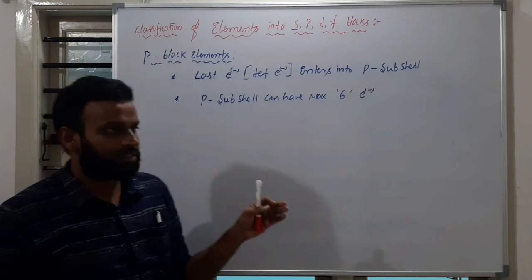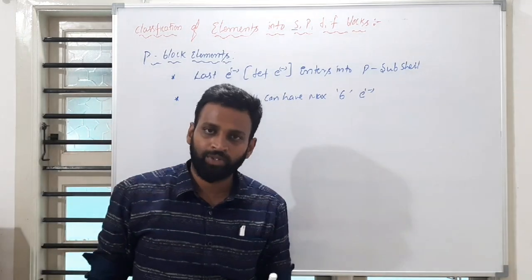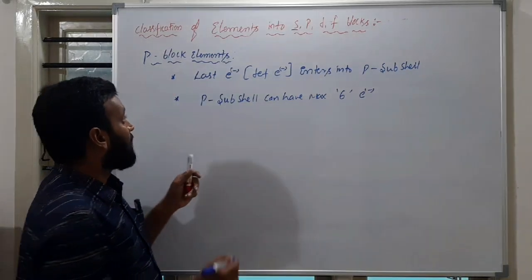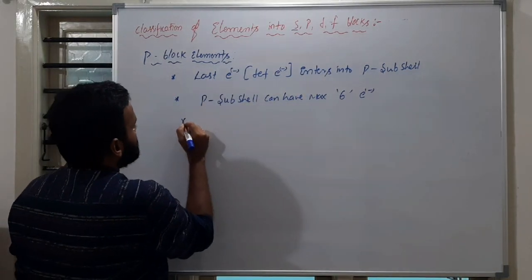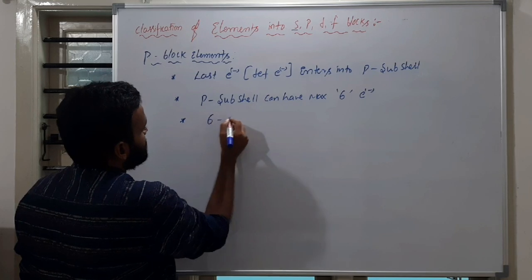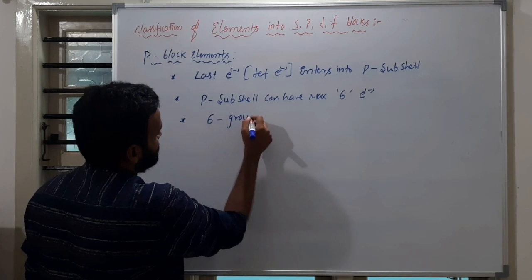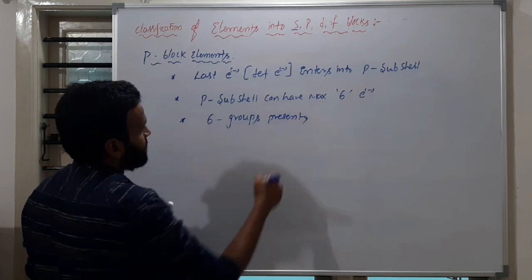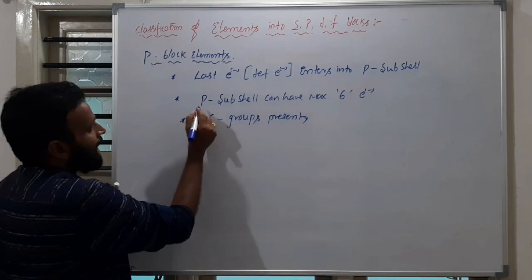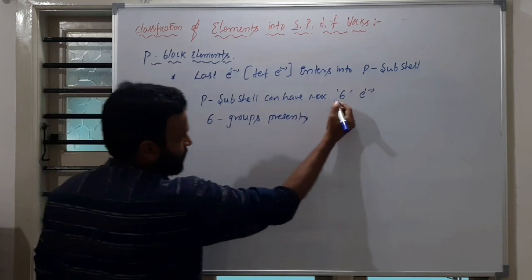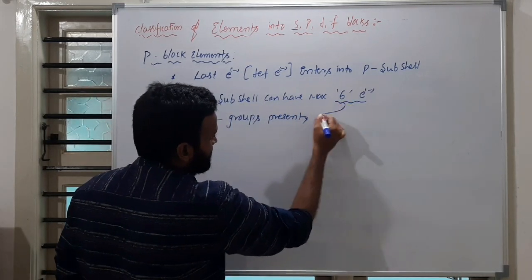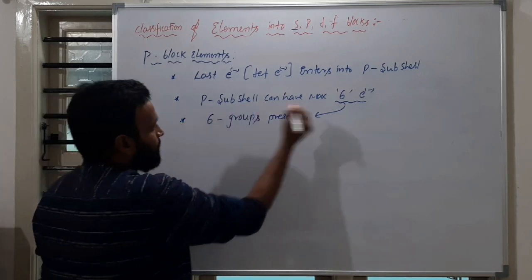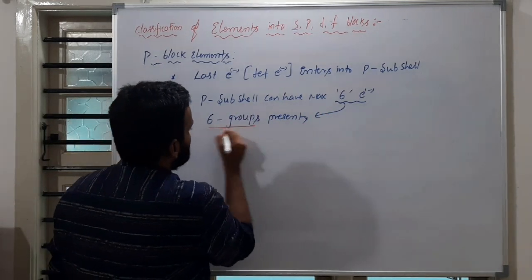The s block elements have 2 groups because s can have a maximum of 2 electrons. In the p block there are 6 groups present. How many groups? 6 groups, because in the p subshell there are a maximum of 6 electrons. So in the p block there are 6 groups present.